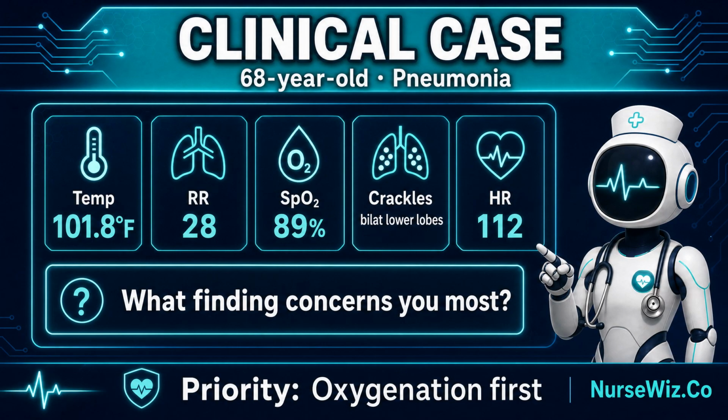Let's take everything we just learned to the bedside. Your patient is 68 years old, admitted with pneumonia. Temperature is 101.8 degrees Fahrenheit. Respiratory rate is 28. Oxygen saturation is 89%. Lung sounds reveal crackles in the bilateral lower lobes. Heart rate is 112. What assessment finding concerns you the most? Pause and think. Let's walk HEAD.